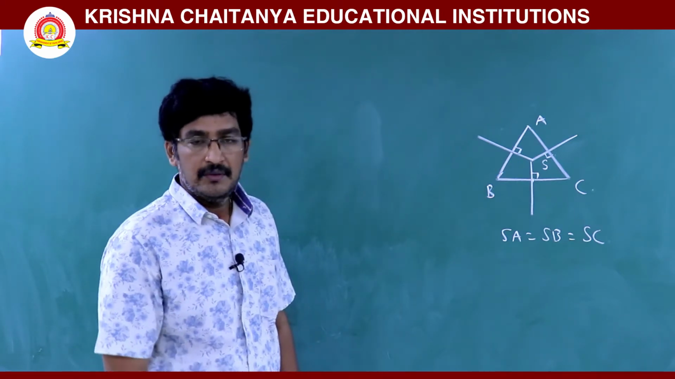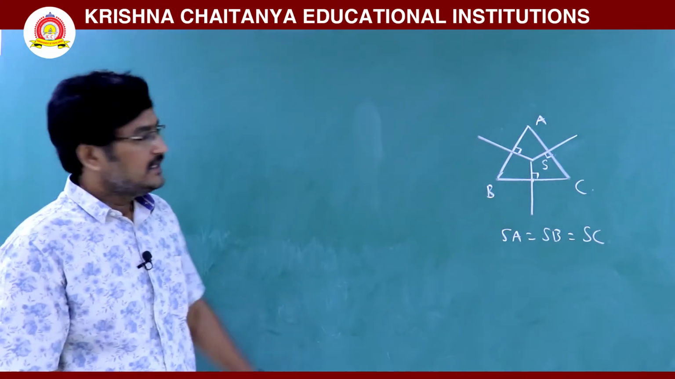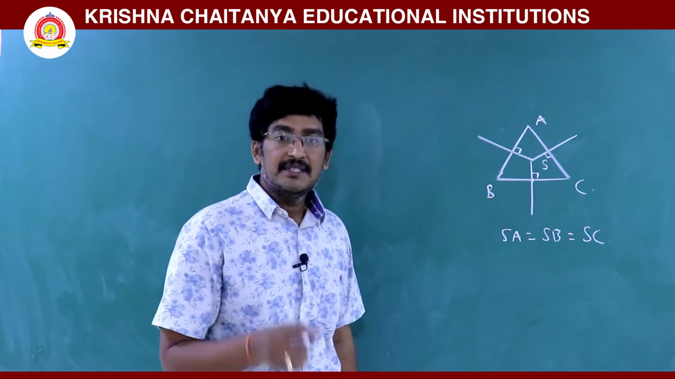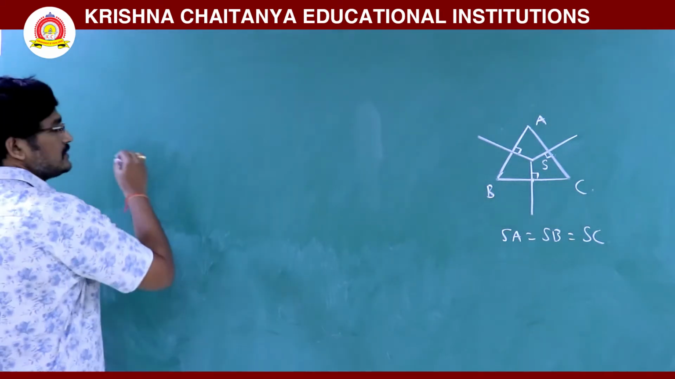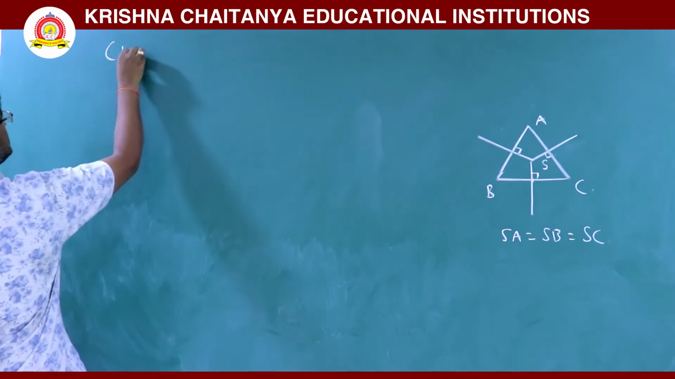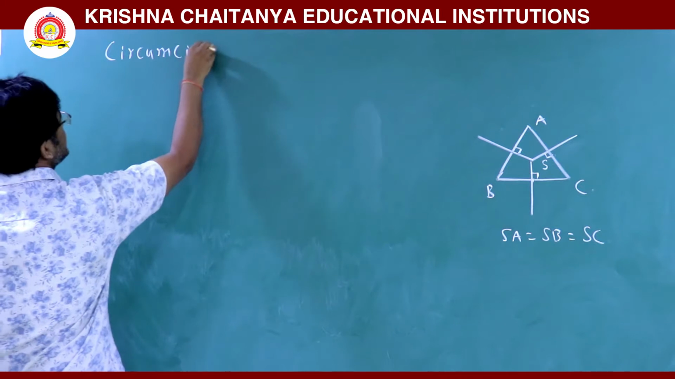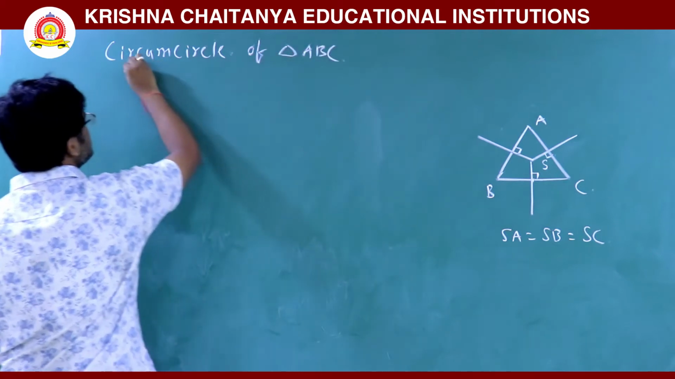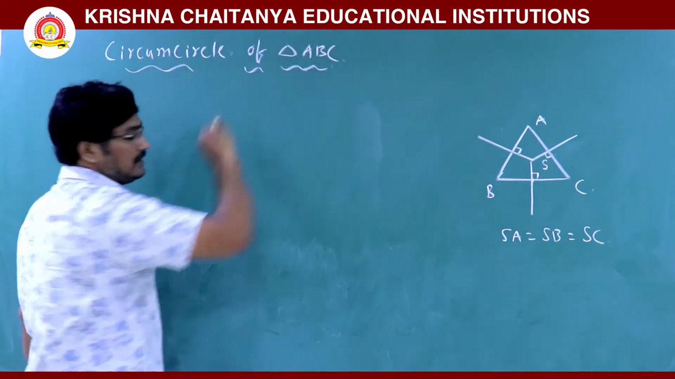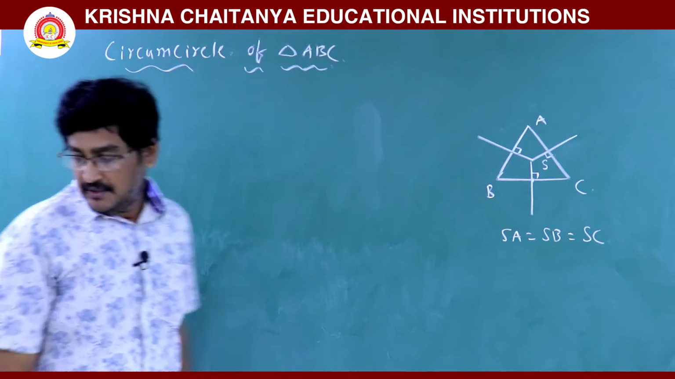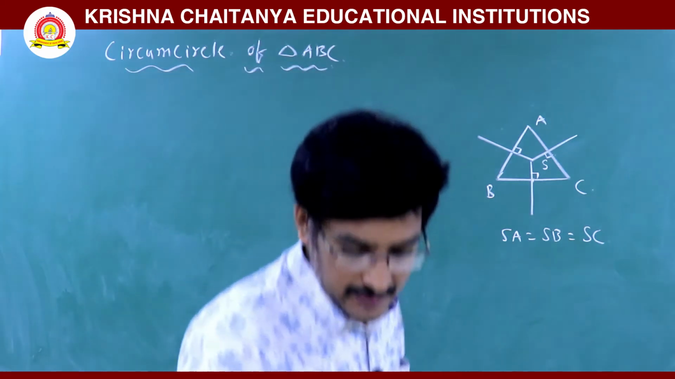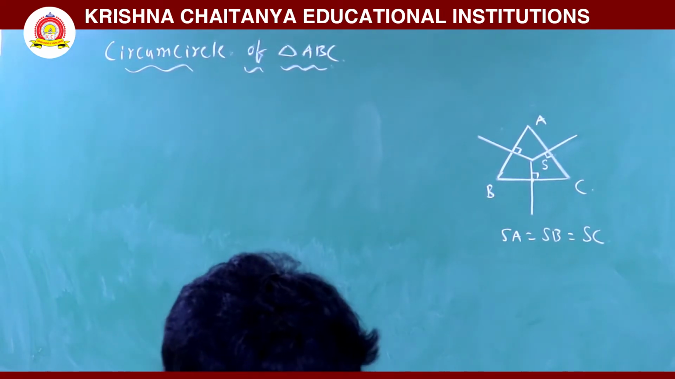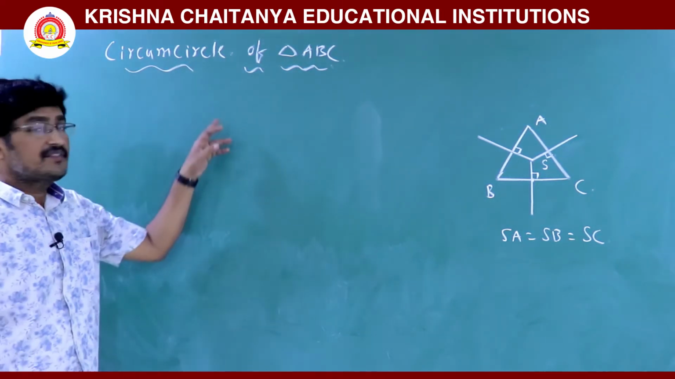Let me now explain the circumcircle of the triangle ABC. So, what is the circumcircle of triangle ABC is the question now.